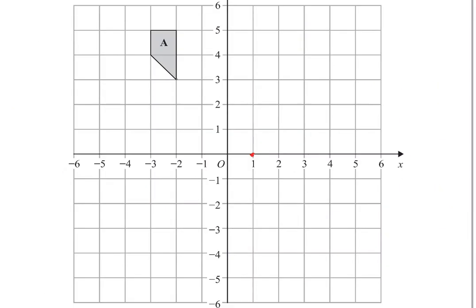Okay, so we look at this point, and how do we get there from the center? So we go 3 up and 3 to the left, so we're going to go 3 to the right and 3 down to get to it. So that's that point there.